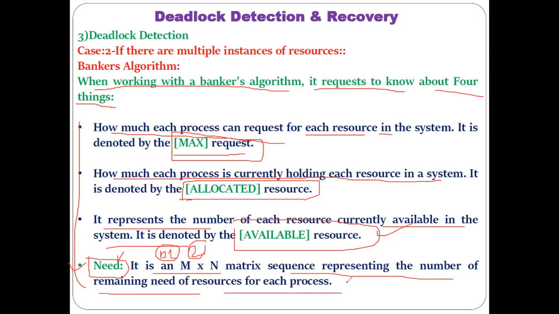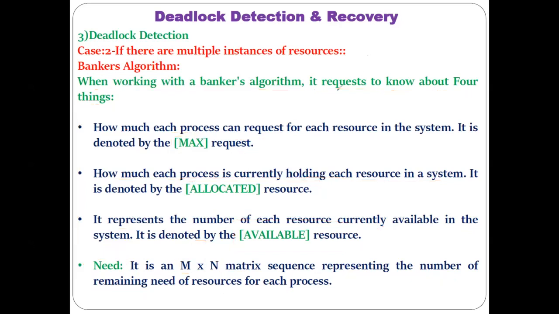How many remaining resources can be required by that particular process? That information is maintained in the need matrix. So the banker's algorithm works with the help of these four kinds of matrix information: the max matrix, allocation matrix, available resource matrix, and the need resource matrix. The banker's algorithm tries to predict whether the system will be in the safe state or in the unsafe state.